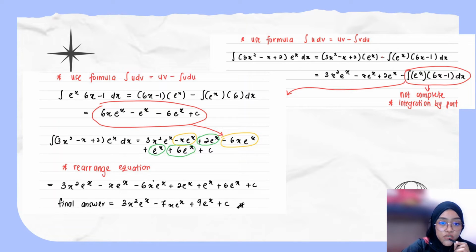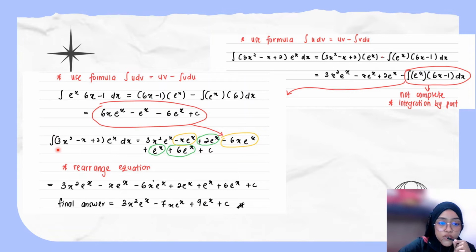After we solve this, we multiply and get 6x e^x minus e^x, and we integrate the remaining term to get 6e^x plus C. So what we have to do here is use this new equation and put it into the earlier equation that was not complete. We have to change this to become this.